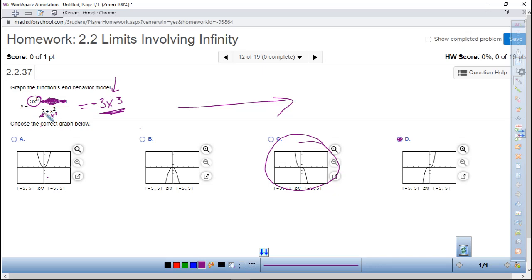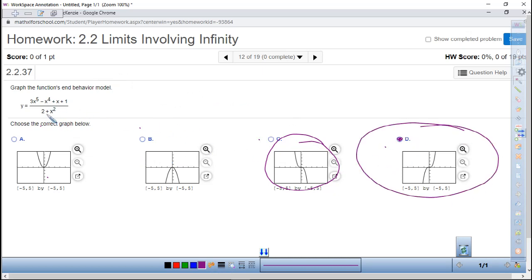Just because you're getting rid of a lot of stuff, don't lose the sign of the term that you're keeping. It is important. You have to keep the sign anyway, but make sure you keep the sign, especially if it's going to make a difference. So the answer for this question is D. If that had been 2 minus x squared, it would have been C.